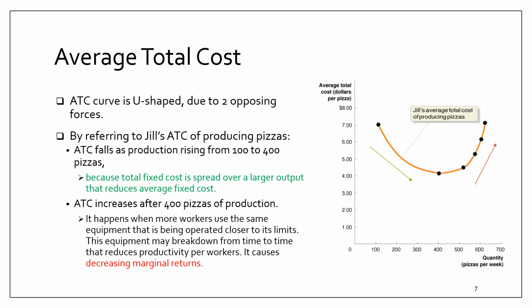It happens when more workers are employed by using the same equipment that is being operated at nearly maximum capacity. This equipment may break down from time to time, which reduces productivity per worker. This scenario is called decreasing marginal returns.